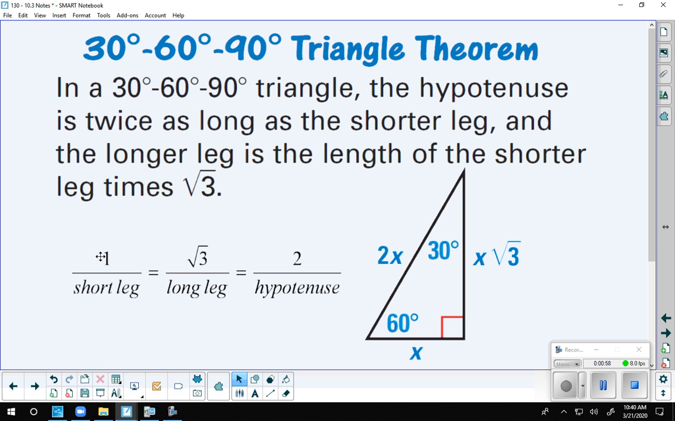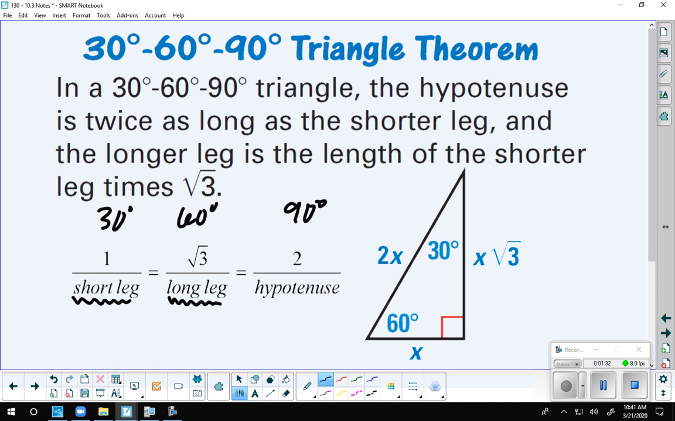1 is, so 1, we're always going to put the length of the shortest leg across from the 30-degree angle. Square root of 3, we're always going to put the length of the longest leg, which is across from the 60-degree angle. And then 2, under that, we're always going to put the length of the hypotenuse, which is across from the 90-degree angle. So, again, let me just write this out. 30, 60, 90. So this is the leg across from the 30-degree angle, this is the length of the leg across from the 60-degree angle, and this is the length of the leg across from the 90-degree angle.